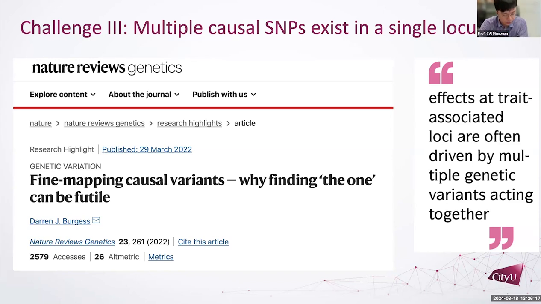So in that case, the computational cost will grow exponentially with the number of causal variants you specify. However, this paper says that usually in a local region there can be more than 3 or 4 variants in a very short region. So if you want to identify all of the variants, that will be very difficult because there's a computational bottleneck for traditional fine mapping methods. So how to identify multiple causal signals that coexist in a single locus is a computational challenge.